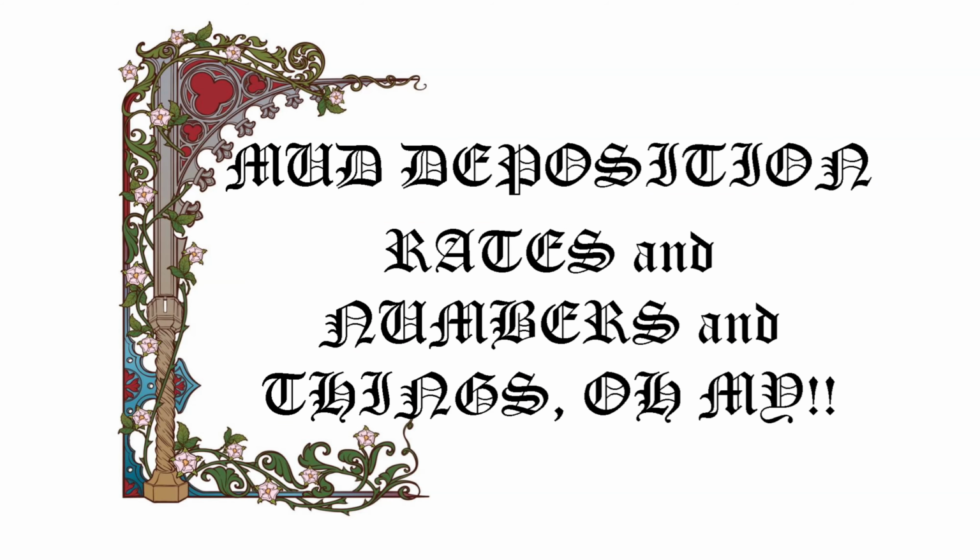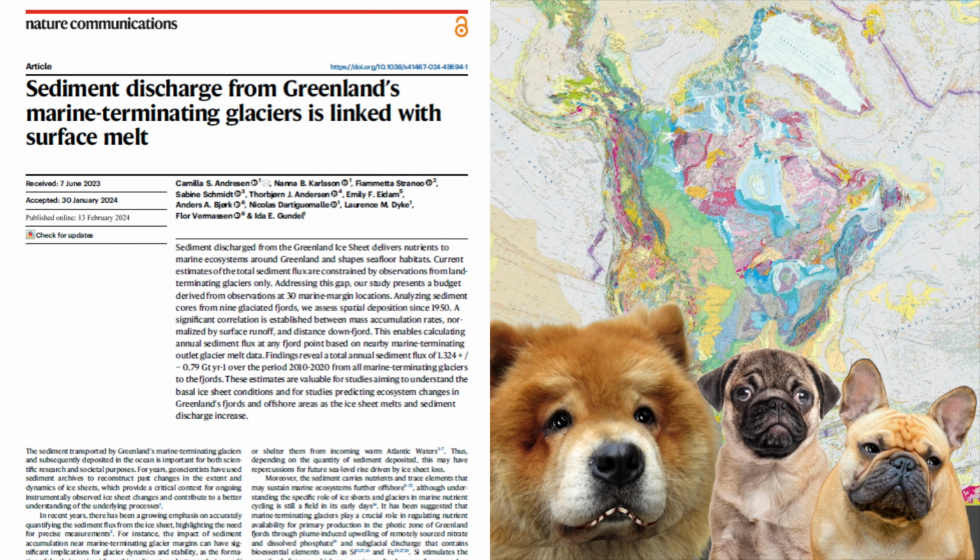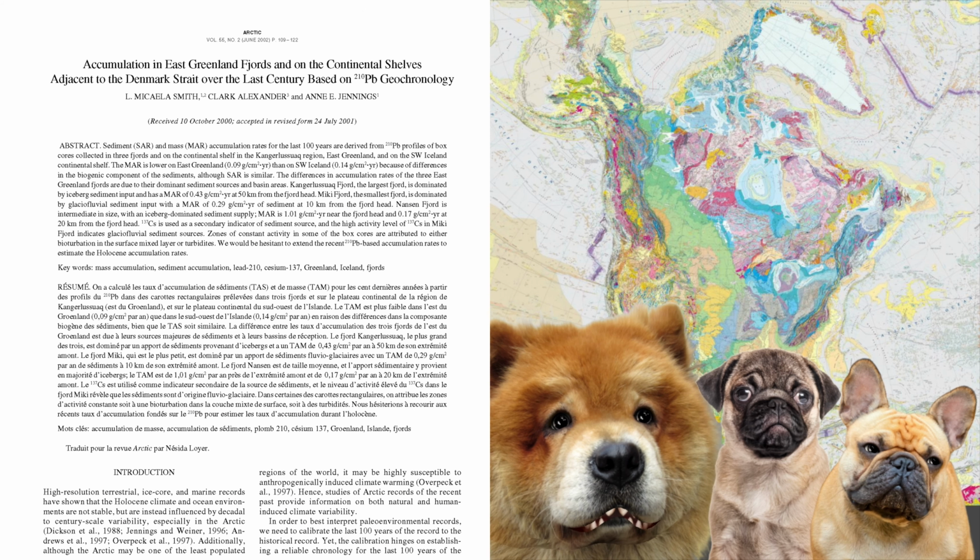Believe it or not, there's a vibrant and growing body of research on the rates at which mud settles to the ocean floor. The following is just a short list of the literature to provide us with some kind of typical mud accumulation rates. Citations are shown on the slides.